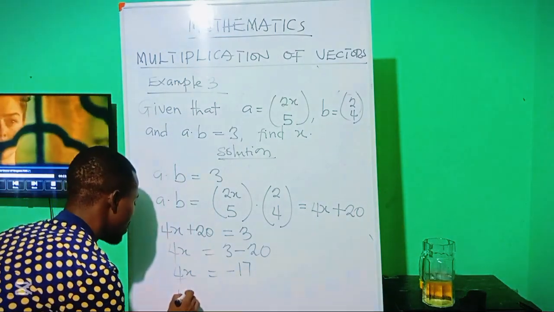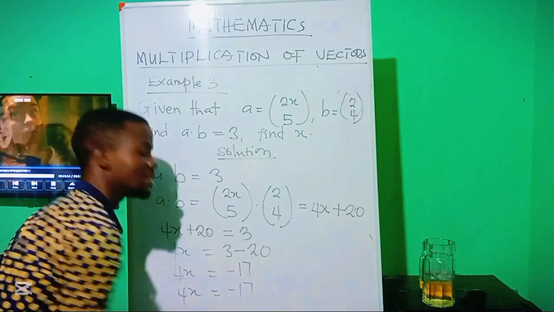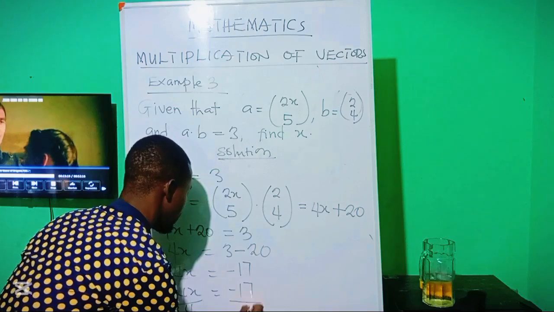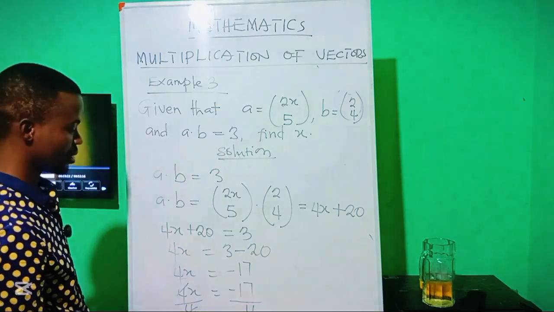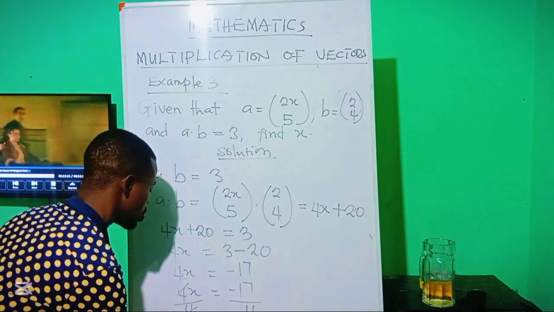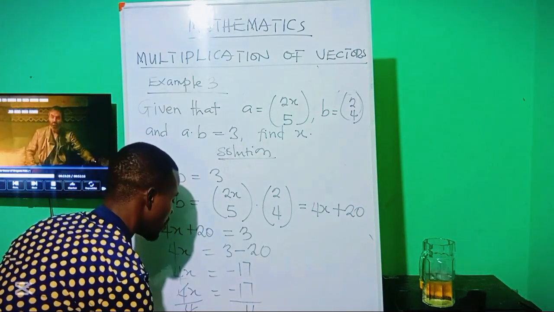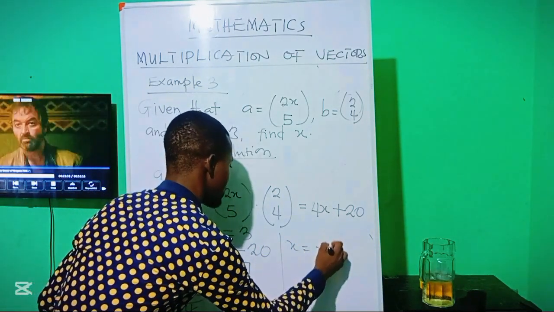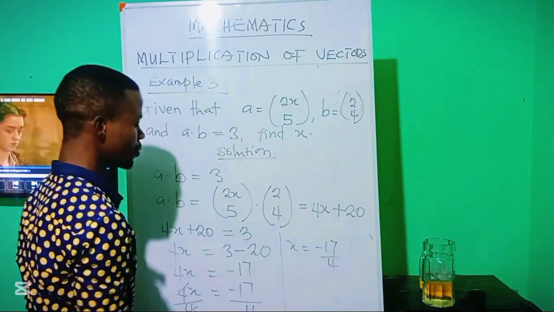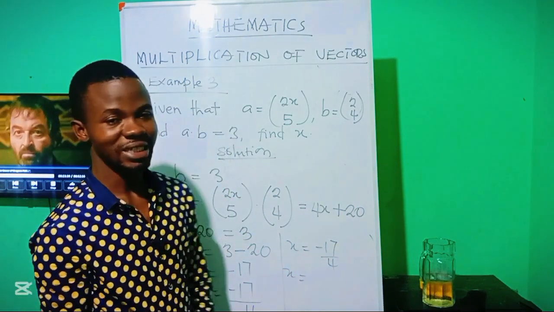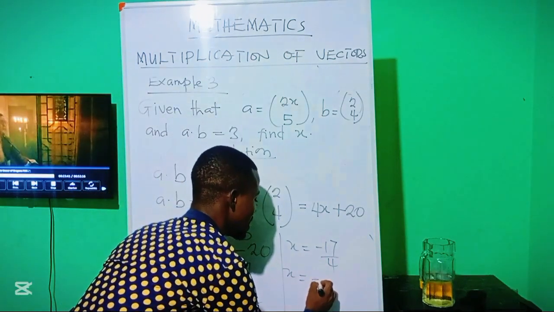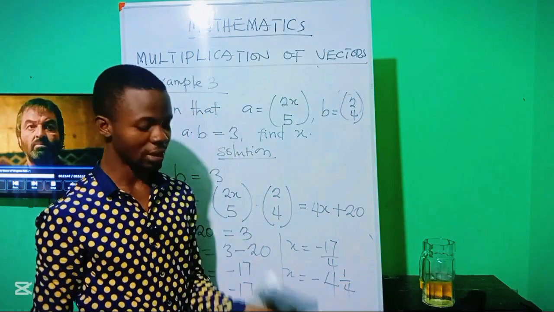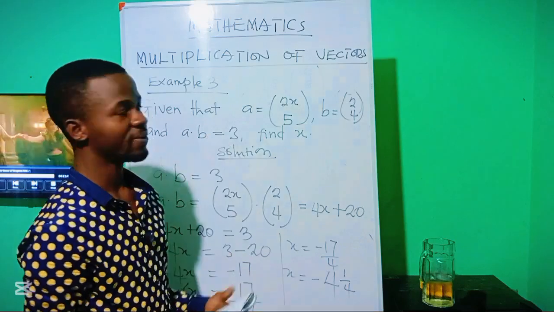You write 4x is equal to negative 17 again, and you divide both sides by 4. So this cancels this. And we have x equal to negative 17 over 4. Our x is equal to negative 17 over 4. And if you express this as a mixed fraction, you get negative 4 and 1 over 4.